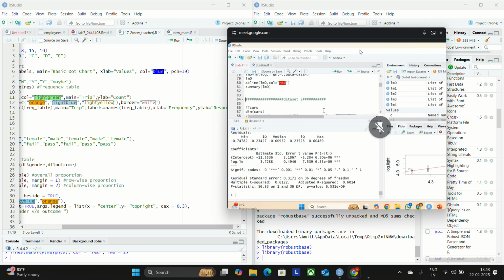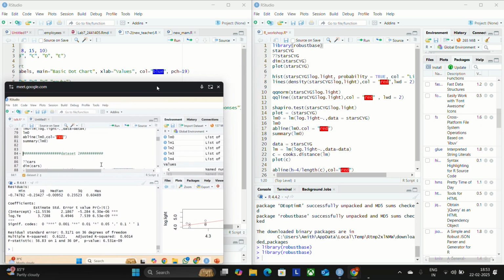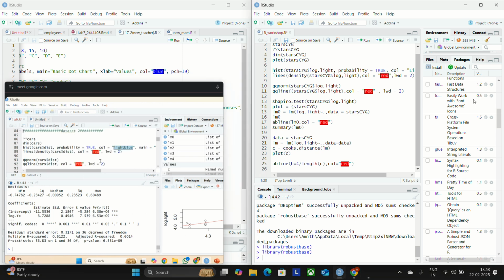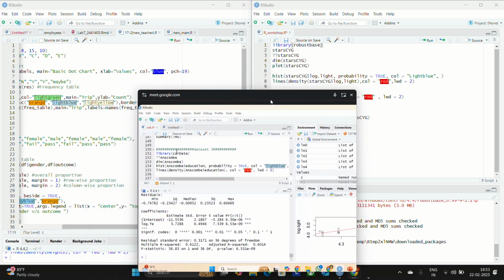Now this is a single independent and single dependent data set. Now we will move on to something which is a multiple data set.